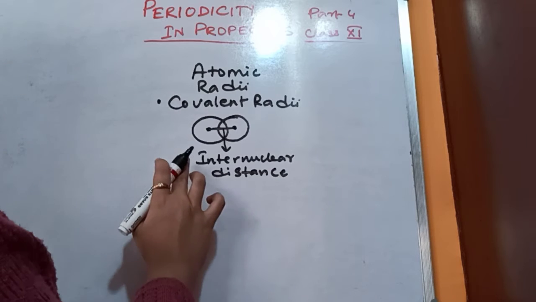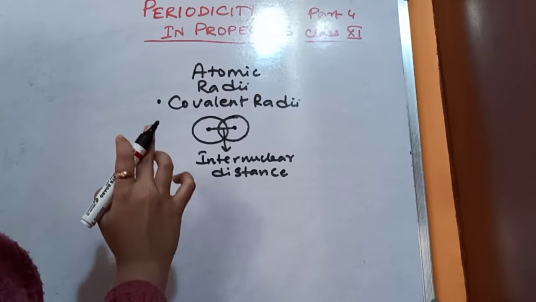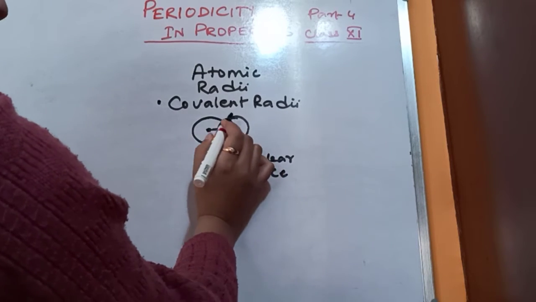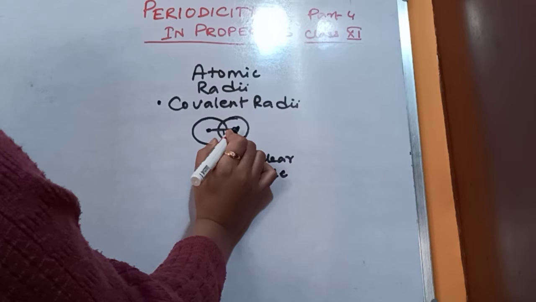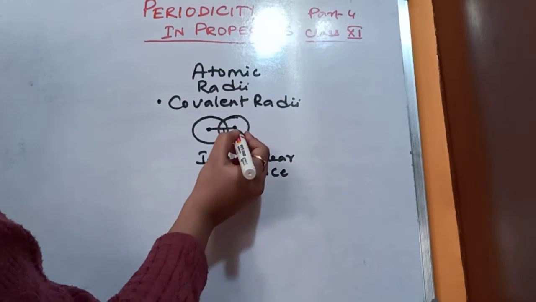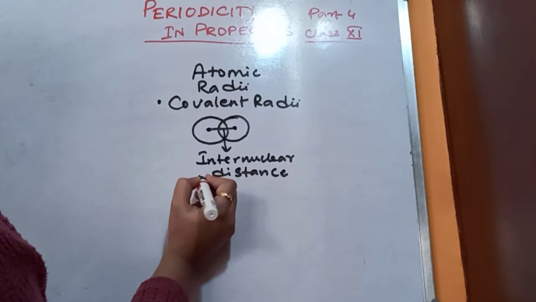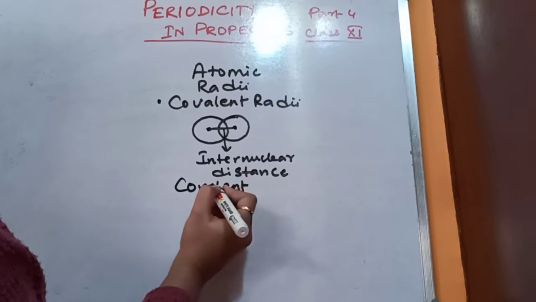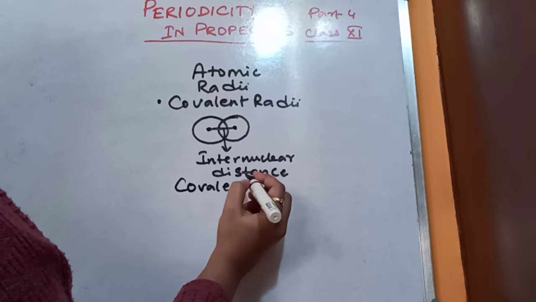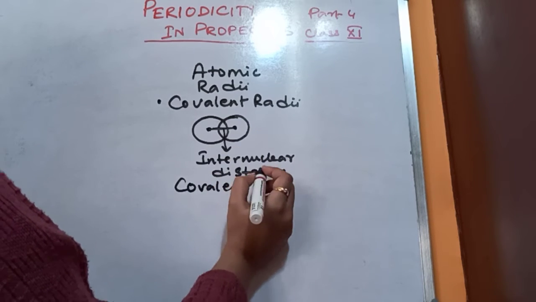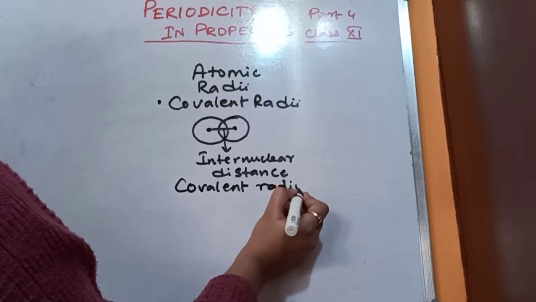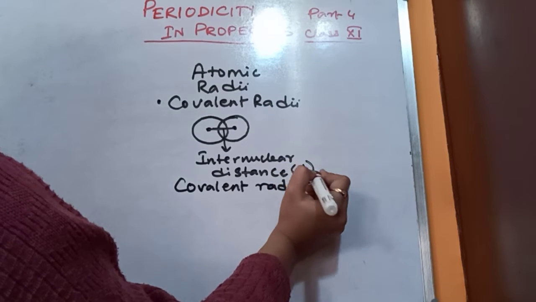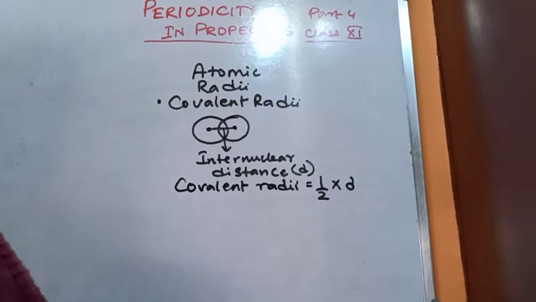And this is for homonuclear compounds. It means the molecules, the covalent molecules in which both the atoms are from the same element, like hydrogen, chlorine, all this. So for the homoatomic compounds or homonuclear compounds, the covalent radius is equal to half of the internuclear distance, if I consider the internuclear distance as d.